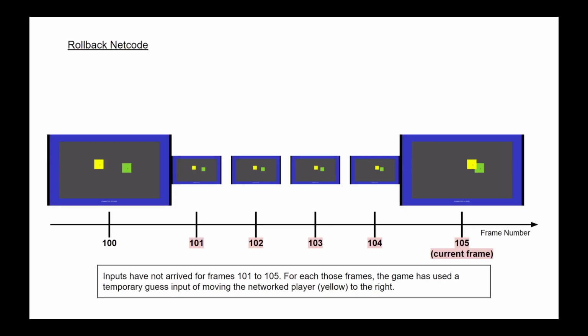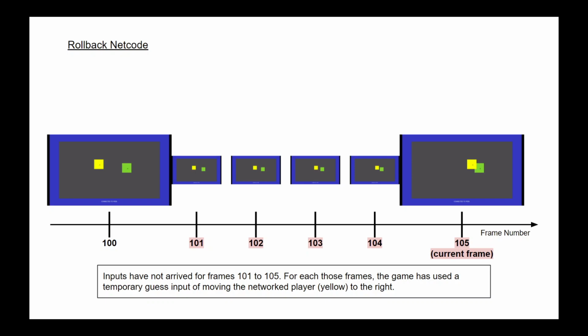So now, I'll go over rollback netcode. Unlike delay-based netcode, when the input for the current frame has not arrived yet, we still allow the game to proceed on the current frame by using a temporary guess input instead.